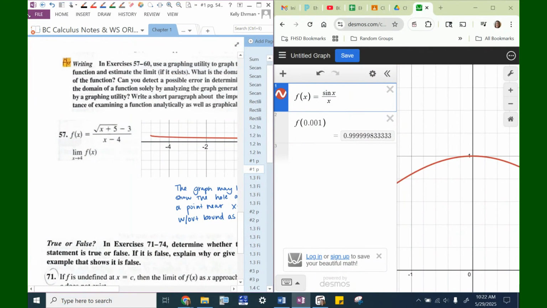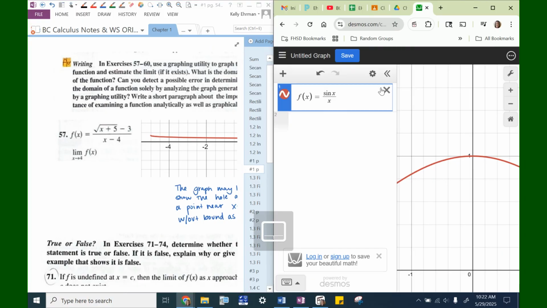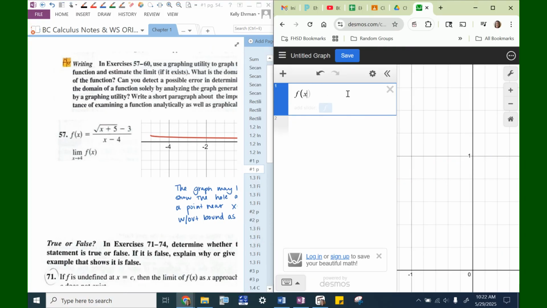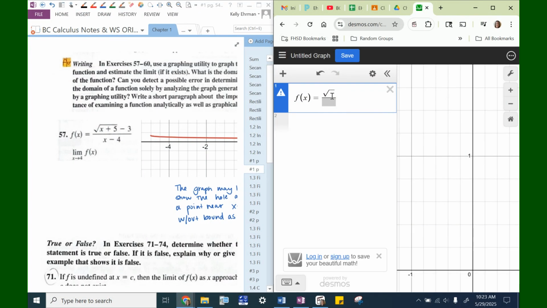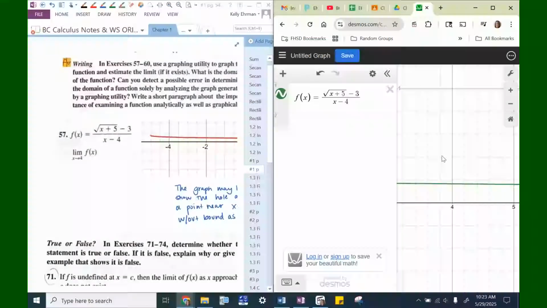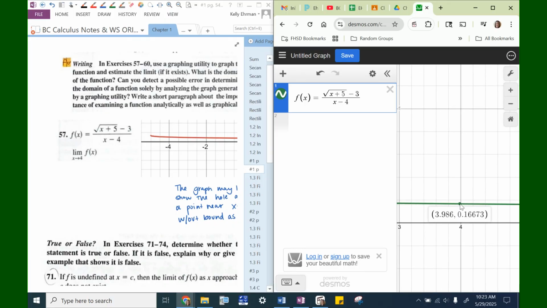Even though I had a screenshot on there, let's just go ahead and graph it. So f of x equals, I put my division symbol in first. You can type in SQRT if you don't want to have to. I hate having to click down here and use this keyboard. So SQRT, x plus 5 minus 3 over x minus 4. All right, and we're looking at 4. So I'm just going to kind of scooch my graph over here.